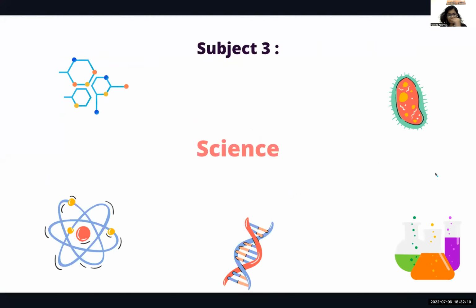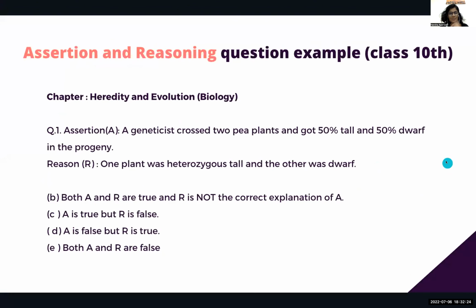Now, moving ahead to the third subject, that is science. Coming to science, we have three branches: biology, chemistry, and physics, and I'm going to show you examples for all the three subjects differently. Moving to the first one, that is heredity and evolution, biology. You can see assertion and reason. The assertion is: a geneticist crossed two pea plants and got 50% tall and 50% dwarf in progeny.